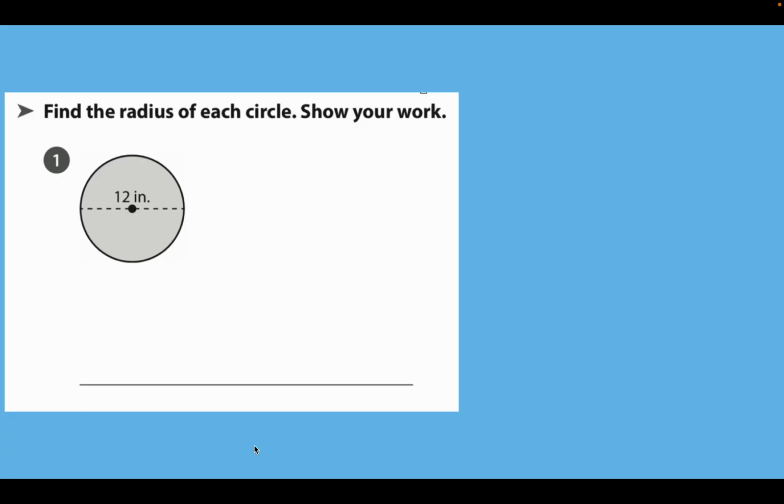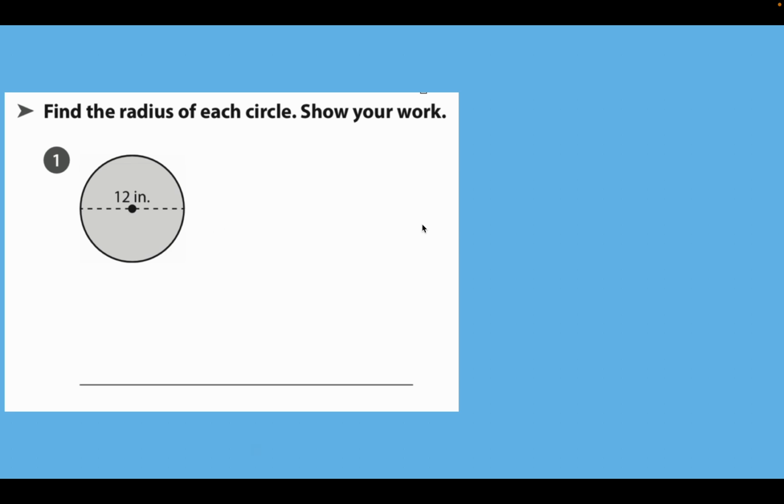All right, day 3 of circles. On the worksheet that you got, I want you to look at number 1. All it wants you to do is figure out the radius. It gives us the line that goes from the end point of the circle through the center all the way to the other. That is your diameter.